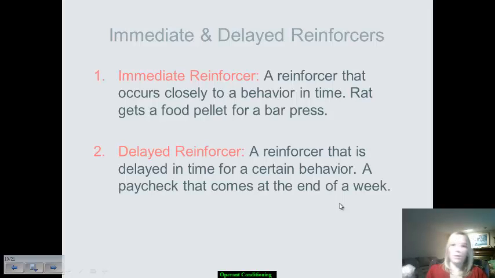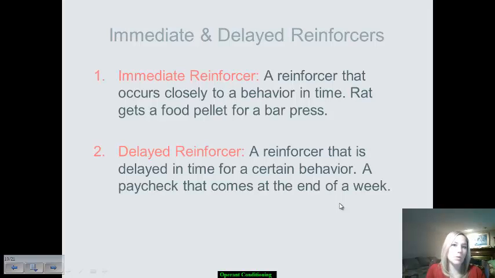Delayed reinforcers, on the other hand, are items that come in terms of a delayed time frame from a behavior. So, an example of this is a paycheck. Think about it. You don't get paid when you are at your job every day necessarily, unless you're in certain fields like waiting tables or things like that. For the most part, you get a paycheck at the end of a week or 2 weeks.